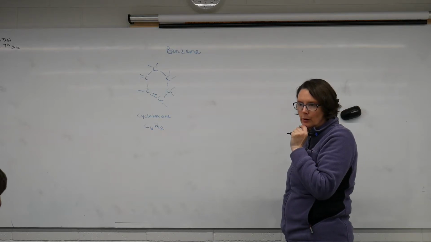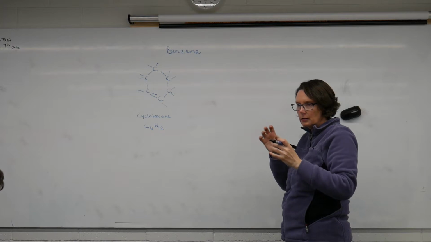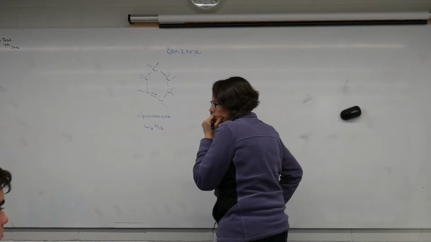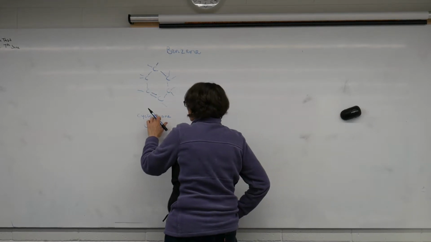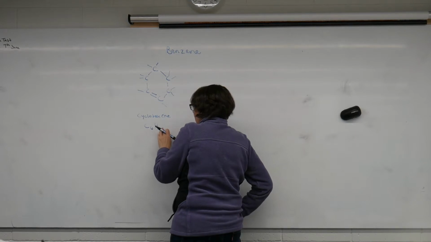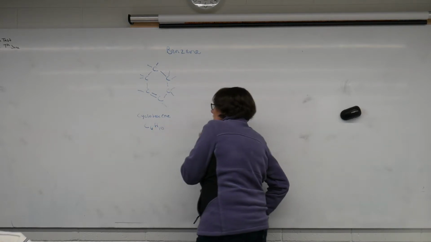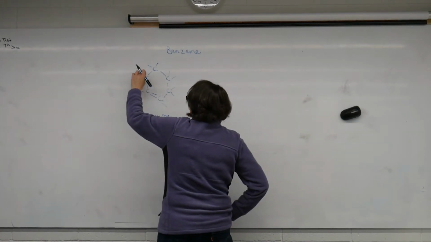Anytime you have a triple bond, but especially if you've got some angular pressure on it. Or did you just add that? Sorry? I just added a double bond to make cyclohexene. Right. Now, what would this be?